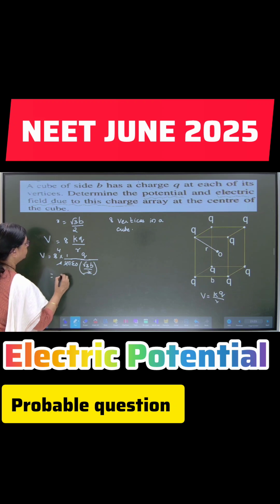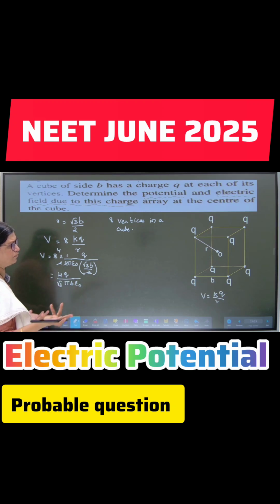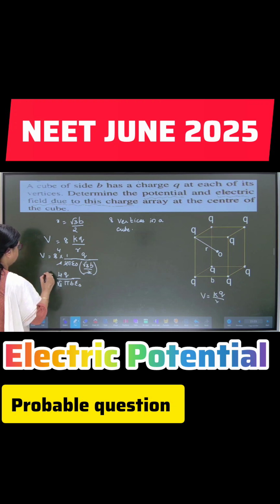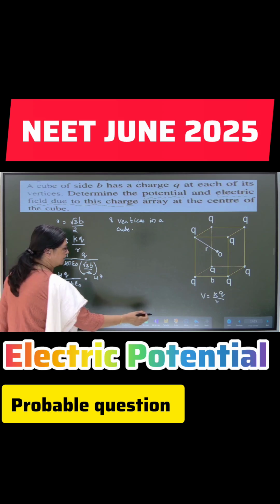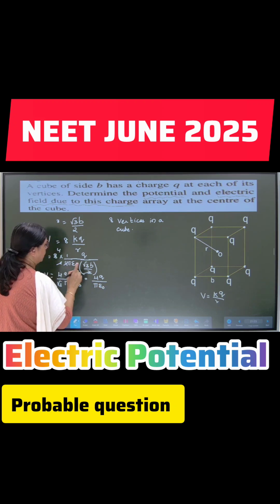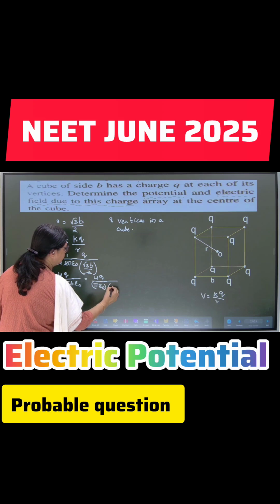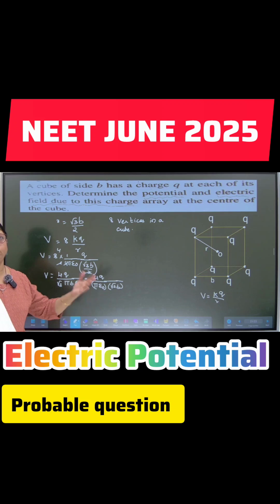So what is my answer? 4Q upon root 3 pi B epsilon naught. You can even change the sequence if there is a choice. So this is the potential. We can also write it as 4Q upon pi epsilon naught multiplied by root 3 B, without changing any sequence of any term in the denominator. Whatever is convenient to you, you can write. If there is a multiple choice, accordingly you tick mark that option.